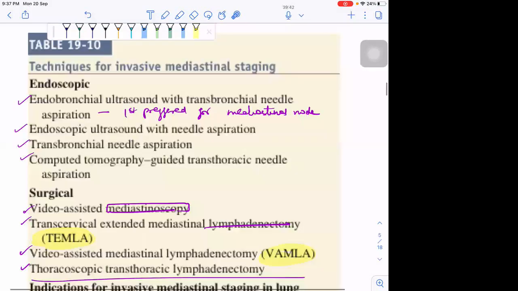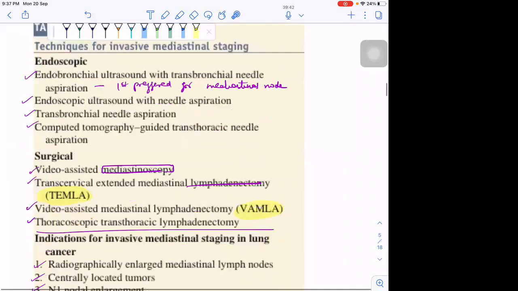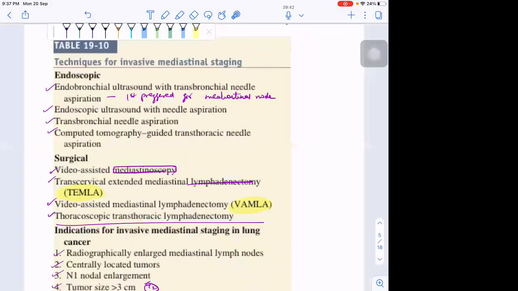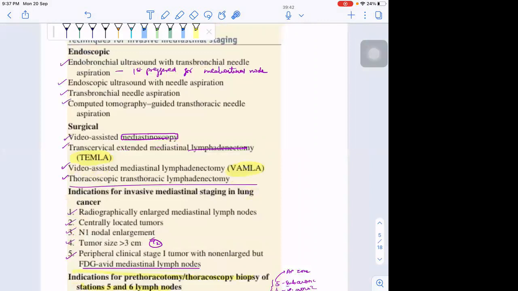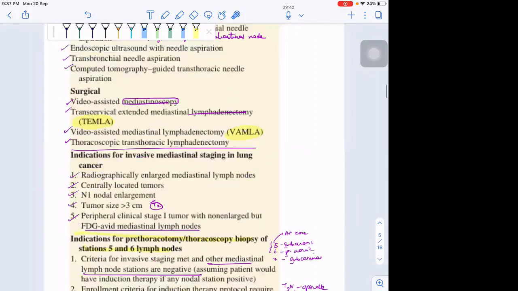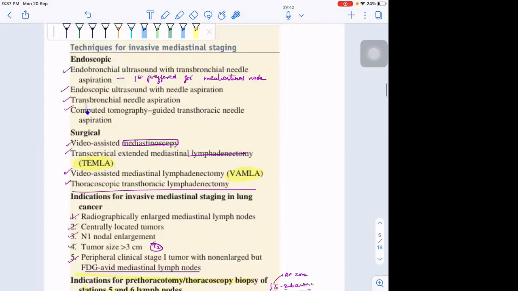Next slide is the technique of invasive mediastinal staging. Many techniques are there in invasive mediastinal staging. One is endoscopic, another is surgical. Among the endoscopic methods, the first preferred for mediastinal node staging is endobronchial ultrasound with transbronchial needle aspiration. Then among the surgical ones there are the video assisted mediastinoscopy, TEMLA, and VAMLA. Remember the full form of TEMLA is transcervical extended mediastinal lymphadenectomy, and VAMLA is video assisted mediastinoscopic lymphadenectomy.